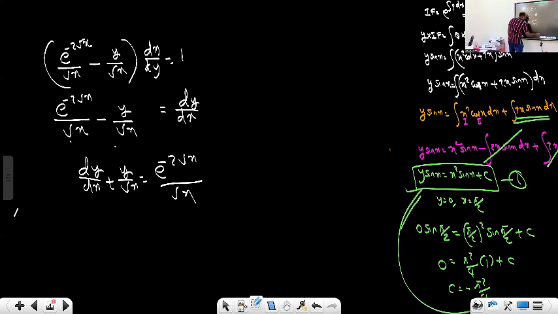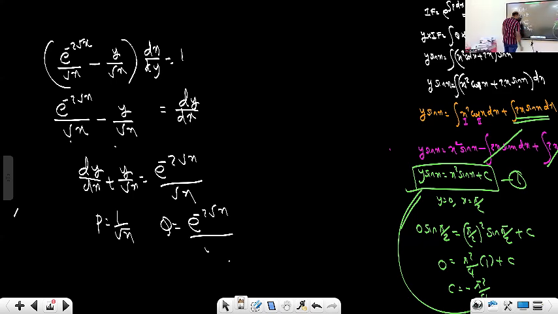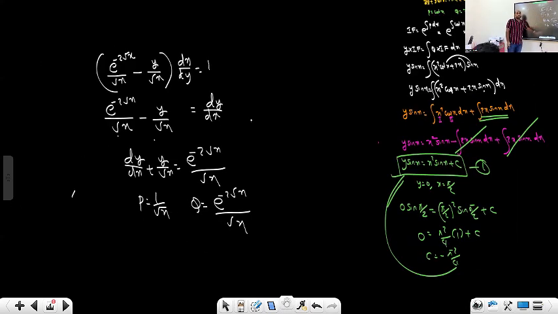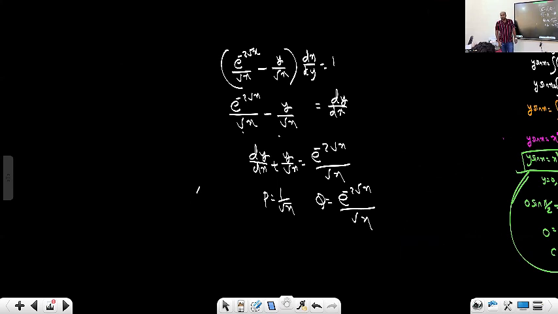What is p? 1 by root x, standard integral I gave. What is q? What is root x? Root x integral is what? 2 by 3 x raised to 3 by 2. 1 by root x integral, 2 root x. 1 by root x integral is what? 2 root x.